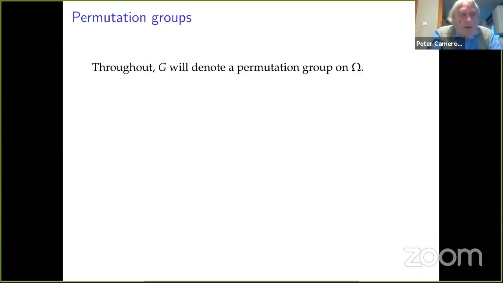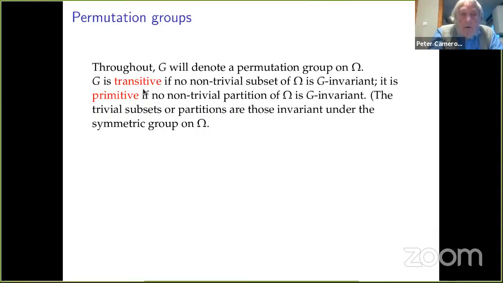So I need to indulge you with a little bit of permutation groups first. This may not be everybody's taste, but so we have a finite set omega, and we have G, a group of permutations on omega. That means a subgroup of the symmetric group on omega. And we call the group transitive if you can map any point of omega to any other. So there's no proper subset. You never get trapped in a proper subset of omega. You can always escape by some element of the group.